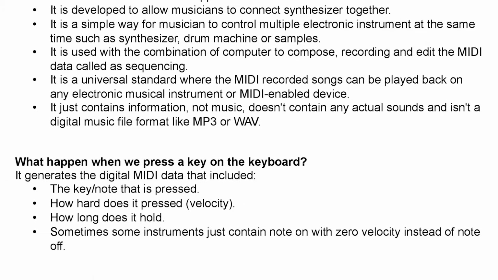What happens when we press a key on the keyboard? There are a few things. First of all, which note is pressed? Is it C1, C2, C3, C4, or maybe D1, D2, D3, D4? And then how hard is it pressed? It means the velocity. The velocity is represented with a number. When you press very loud, it will show 127. When you press very soft, it will show a smaller number.